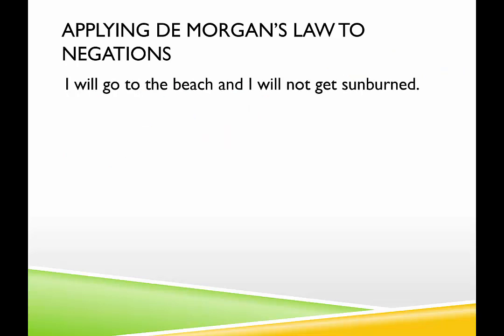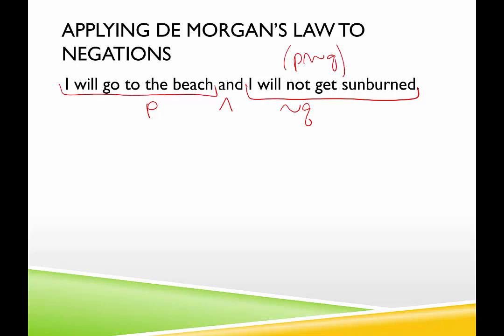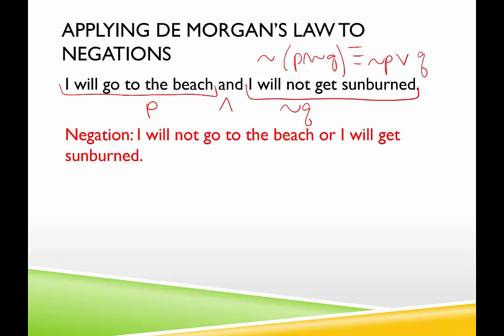I will go to the beach and I will not get sunburned. So we want to be careful here. I go to the beach is P, and, but this is actually a negation. This is not Q. So if we look at P and not Q, what would the negation of this look like? Well, that would be not P or, and then not Q is just Q. So it'd be not P or Q. So that would be, I will not go to the beach, or I will get sunburned. We have to be careful because this was given as a negation.